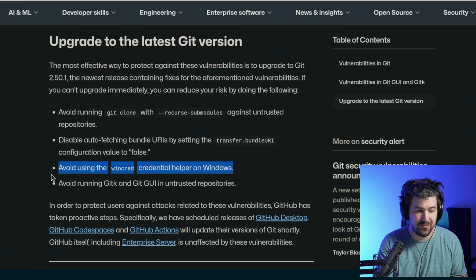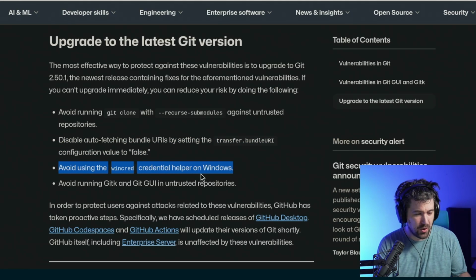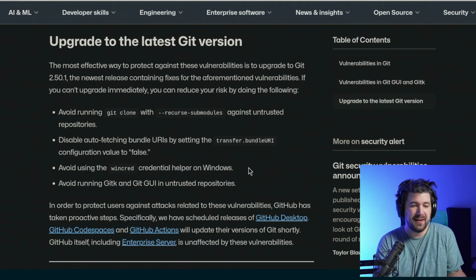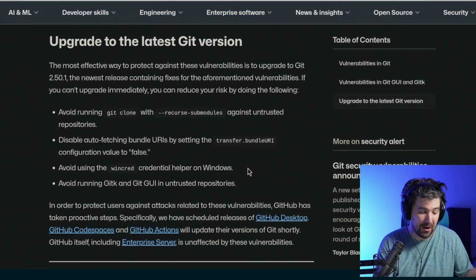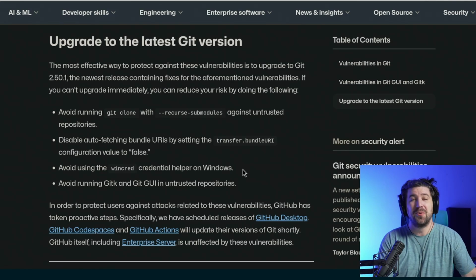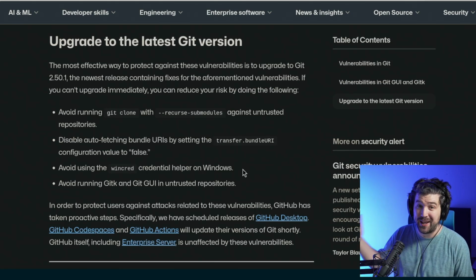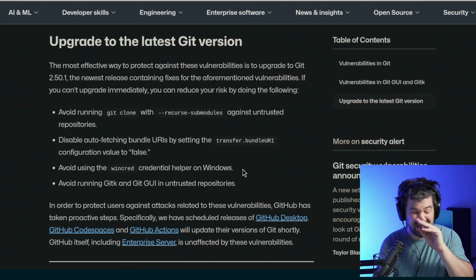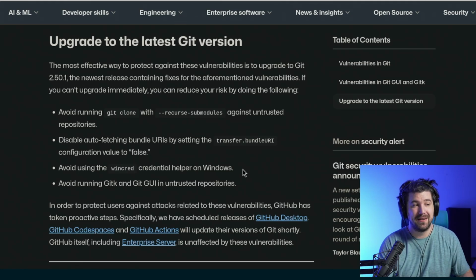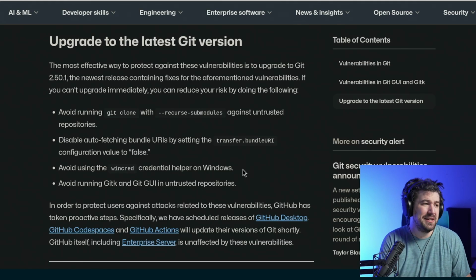And just don't use Windows. The moral of the story is don't use Windows. Come on. So those are the Git vulnerabilities. I hope this was informative. Please, if you can, just go update. As soon as I saw this, I ran update on my machine. So go ahead and do that.